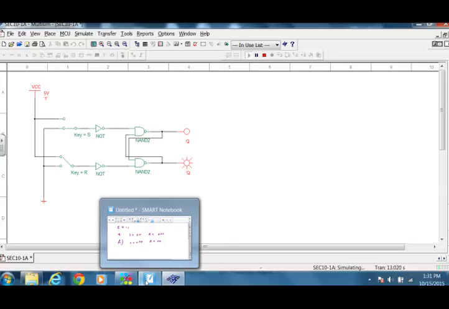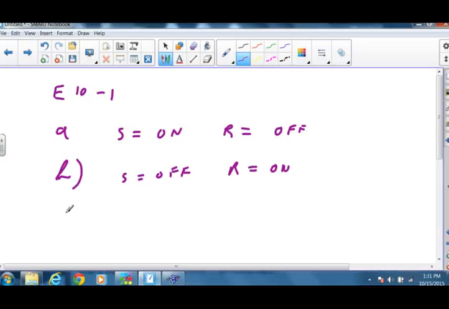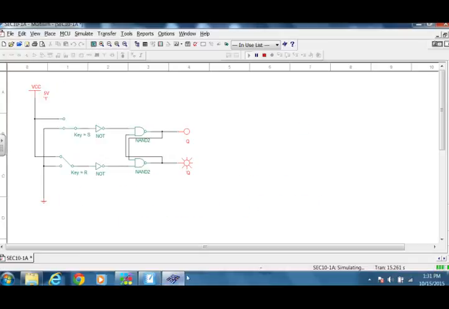E2 is to hold the last value. To hold the last value of Q, you must make... Okay, so we'll do that. So if we're going to do a hold, we need S to be off, and we need R to be off. All right, so we'll go to R off. Boom. Oh, it held it. Isn't that great?